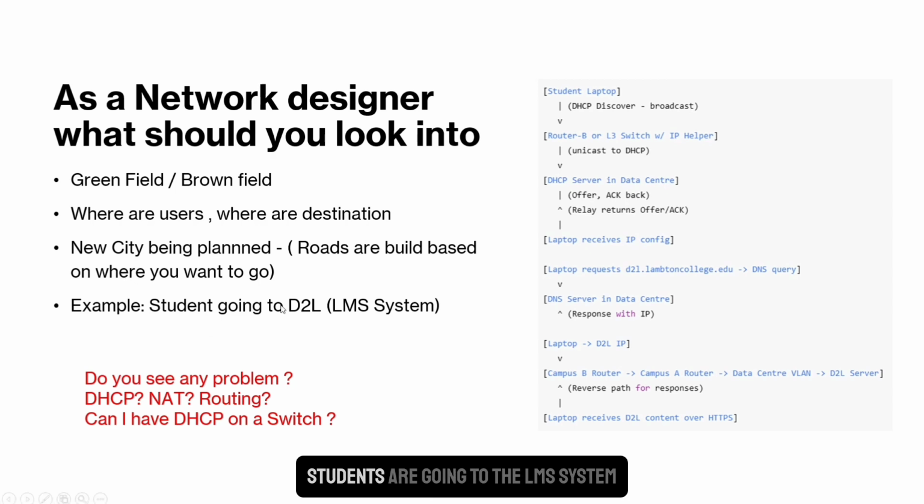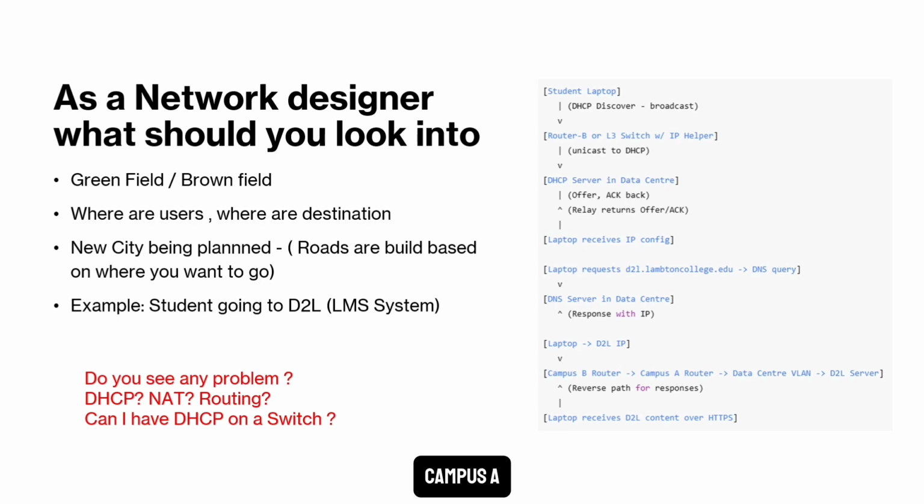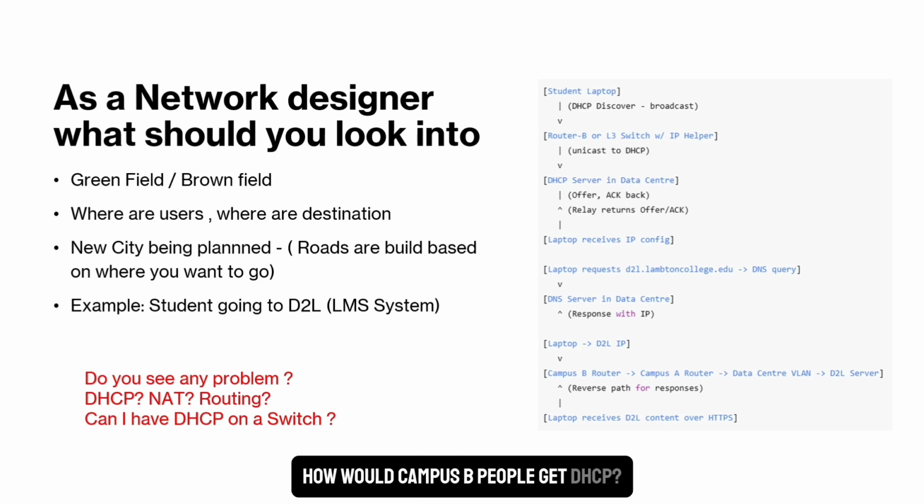For example, in this case, students are going to the LMS system. Now, is this LMS system hosted in the cloud or is it hosted locally in the data center? Different thing, right? So what about DHCP? Now, DHCP, if you look at the diagram that we had before, is maybe not available in one of the campuses, because I'm putting the DHCP server in the main campus, campus A. How would campus B people get DHCP?